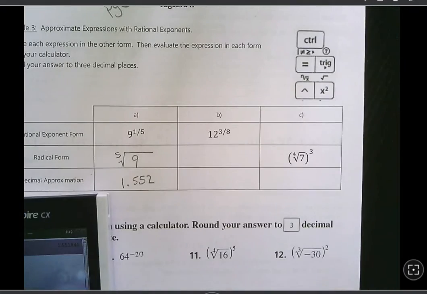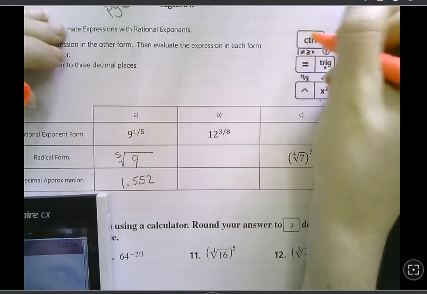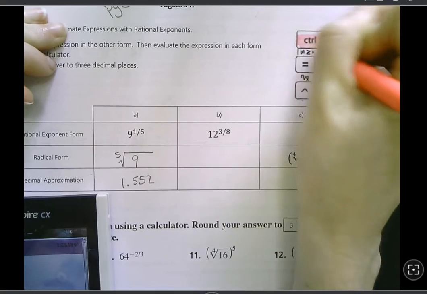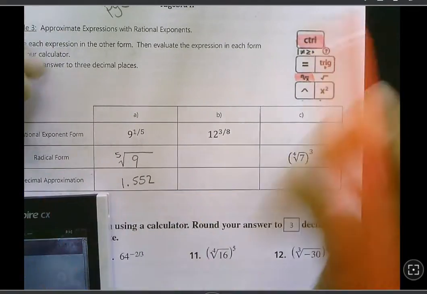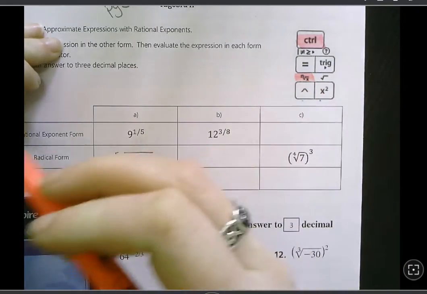So if you look over here, the buttons I'm using here is the control, and then we want to use this function up above here. So it allows me to do the nth root of x.